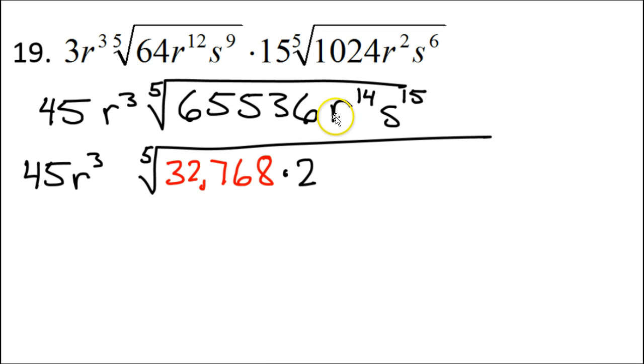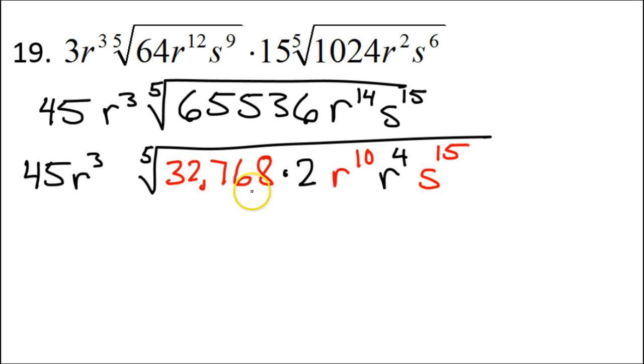Okay, that brings us to the r to the 14th power. I need something that is divisible by 5. The biggest number under 14 that is divisible by 5 is 10. So I'm going to split this up as r to the 10th power, and since I started with 14, that means I'm going to have 4 r's left over. So I'll split this up as r to the 10th and r to the 4th. Now, s to the 15th power, 15 is already divisible by 5. So this is ready to go just the way it is. So I'm just going to write down s to the 15th power just like it is.